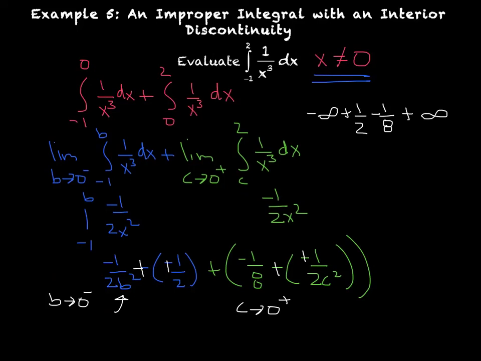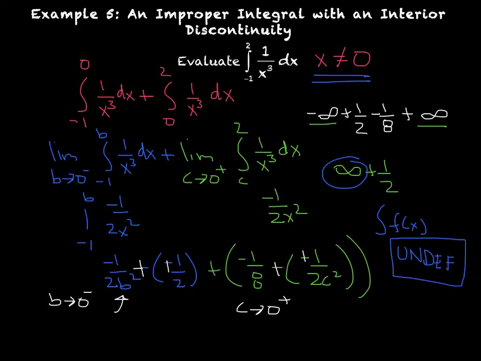Now, here's the tricky part. This infinity and that negative infinity are not the exact same value. So you just have to assume that those two infinities added together are going to be some infinite number. All right, and so you're going to end up having infinity plus 1/2. All right, so anytime part of your answer is infinity, then the entire answer is going to be divergent, which means the integral of f of x is undefined. All right, it is undefined. It goes to infinity, so that is the answer to this problem.